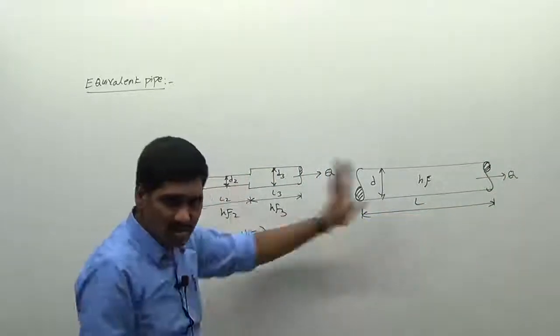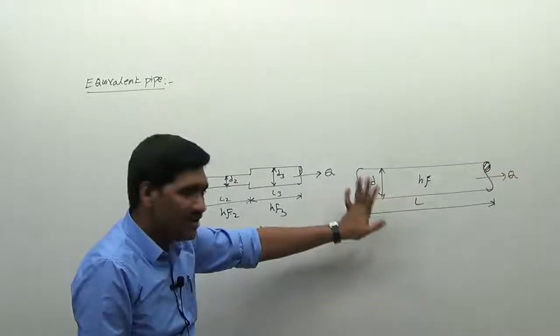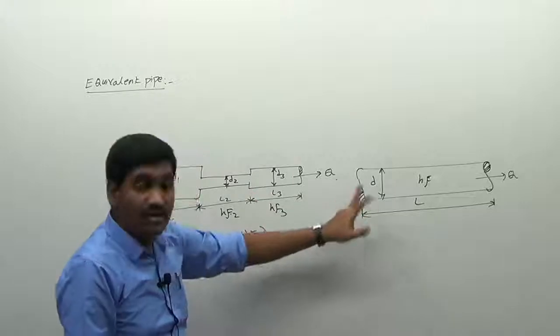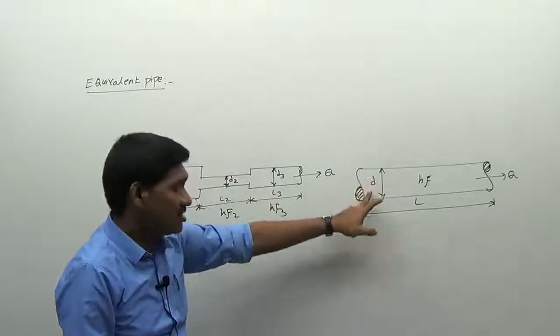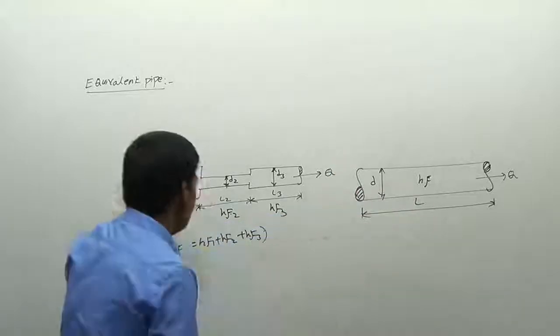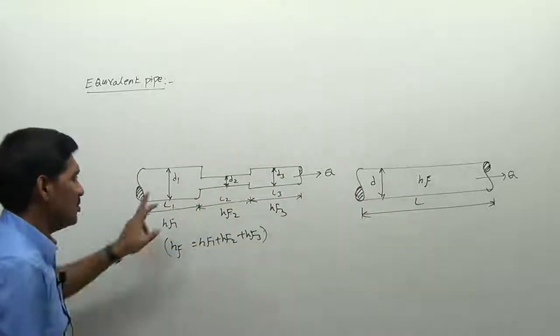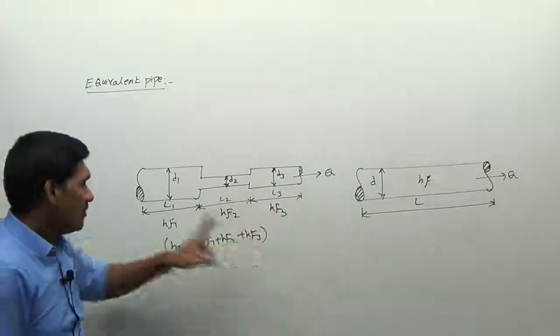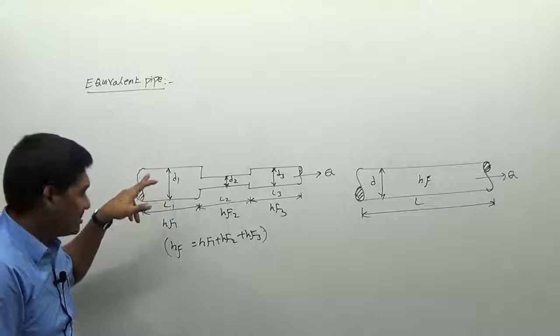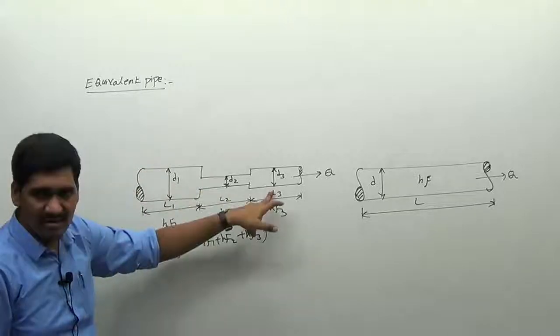The discharge should be the same as that of the first pipe, which is the compound pipe, and it should have the same loss of head. Whatever loss of head is produced in this pipeline should be the same as the loss of head produced by these three sections. The total loss of head will be equal to the loss of head by section 1 plus section 2 plus section 3.